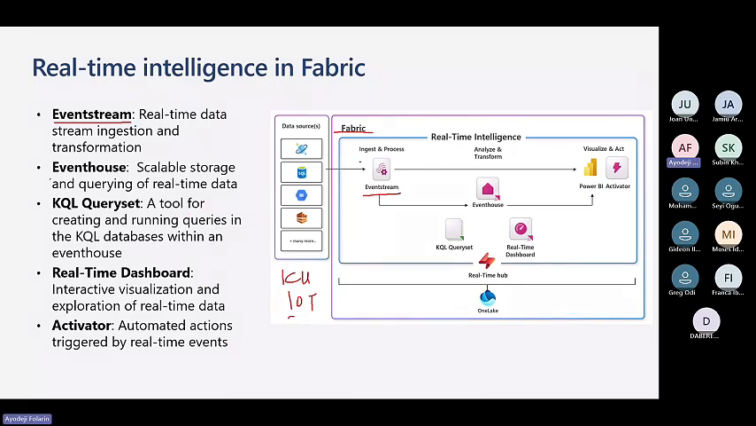Now, there's what we call Eventhouse. Event Stream is the ingestion and transformation process. The Eventhouse is a scalable storage and querying of real-time data. Storage and querying of real-time data. That is the Eventhouse. Now, we have what we call KQL.